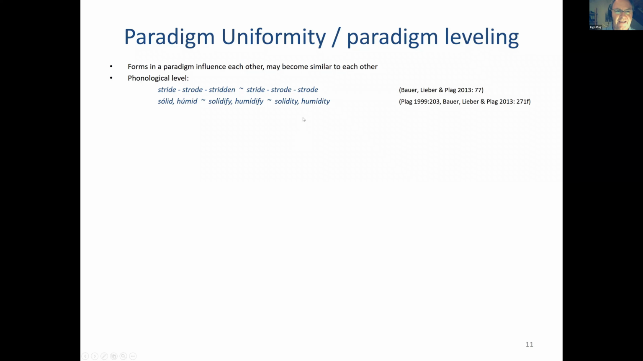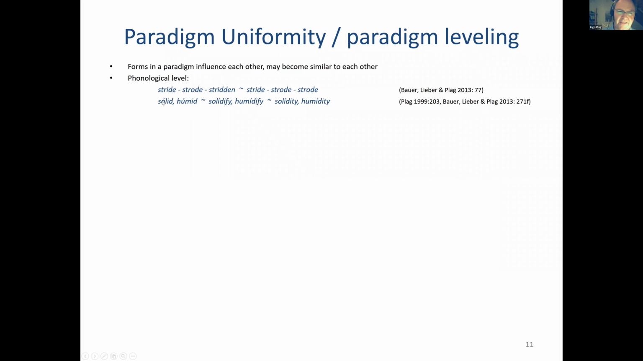Another case here is a synchronic one. And you see here the words solid, humid, and if you add ify to them, there's a stress shift, solidify, although the base is solid. Same with humidify. Now, this is a bit unexpected because ify does not stress shift usually, but it consistently does so even in experiments with new words if the base word ends in id and has two syllables and stress on the first syllable.